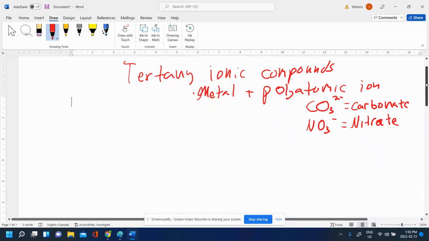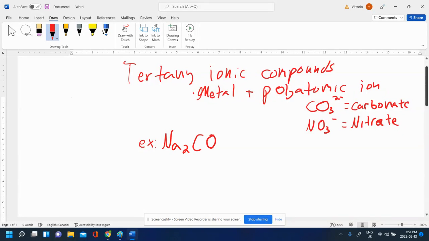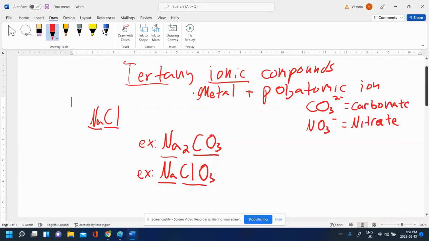So a full example of a ternary ionic compound might be Na2CO3. I know this is a ternary ionic compound because it's a metal and a polyatomic ion, whereas a binary ionic compound would have simply been a metal and a regular nonmetal, just two different elements. So for example, that would have been NaCl, one metal, one nonmetal. Done. No polyatomic ions there. Another example of a ternary ionic compound might be NaClO3, metal, polyatomic ion.